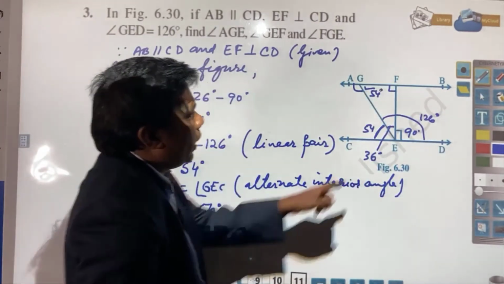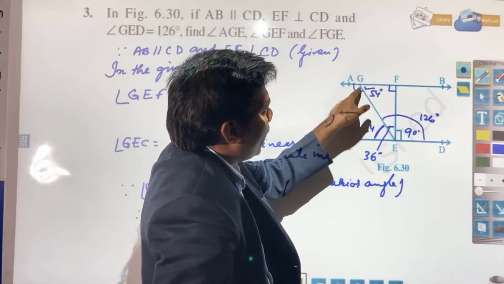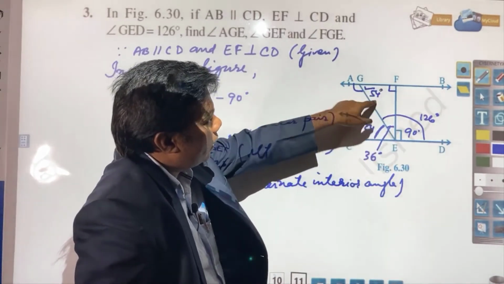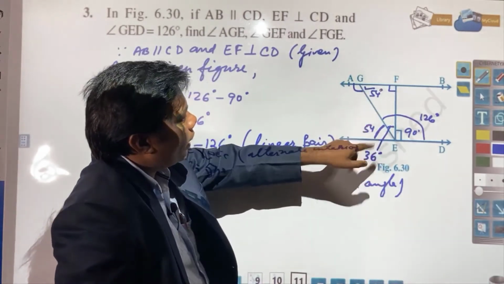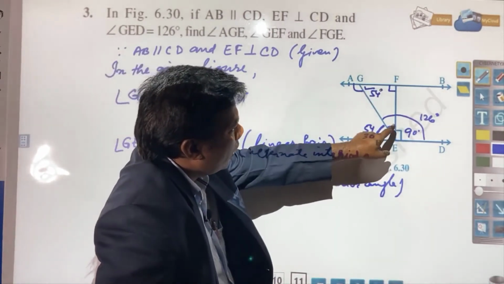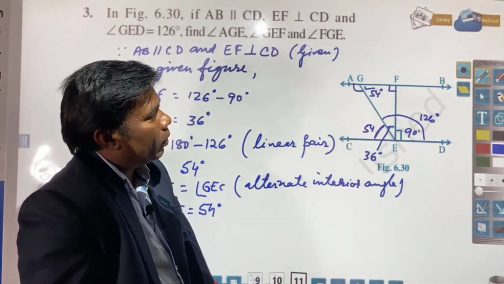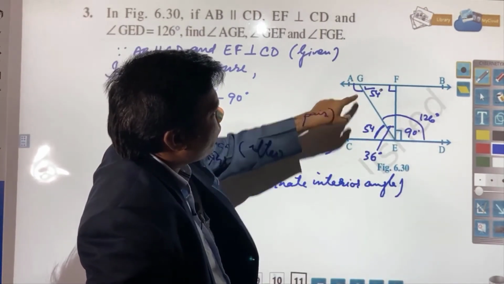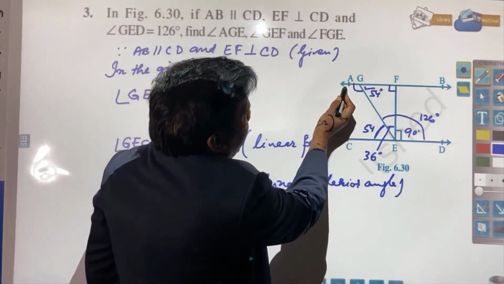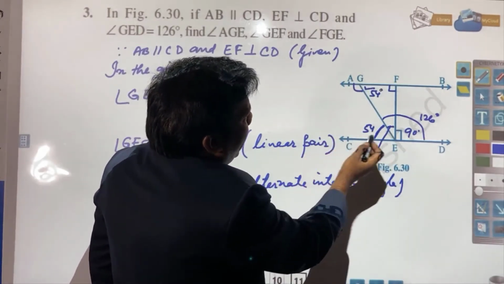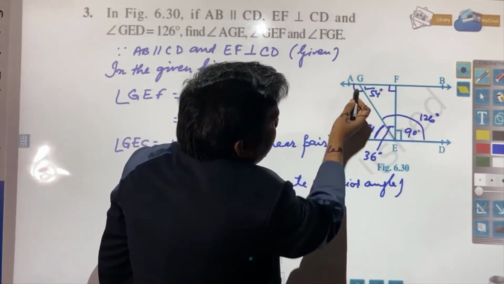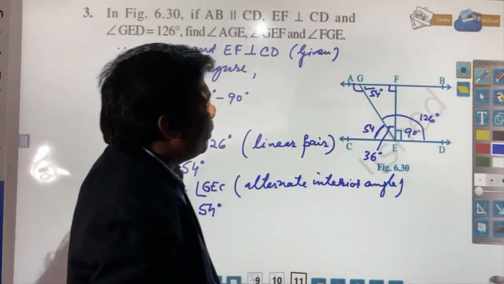So no need to take this 90 degree, because a triangle is not required to be made. Already, alternate interior angle you are getting. So we have got this angle and this angle, what we had to find out. Now we need to find out this one. Just you see, angle AGE and angle GED, both will be equal.